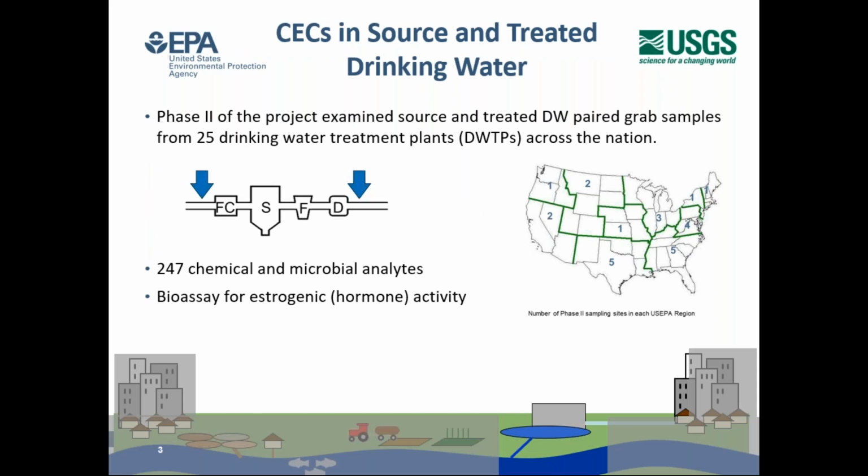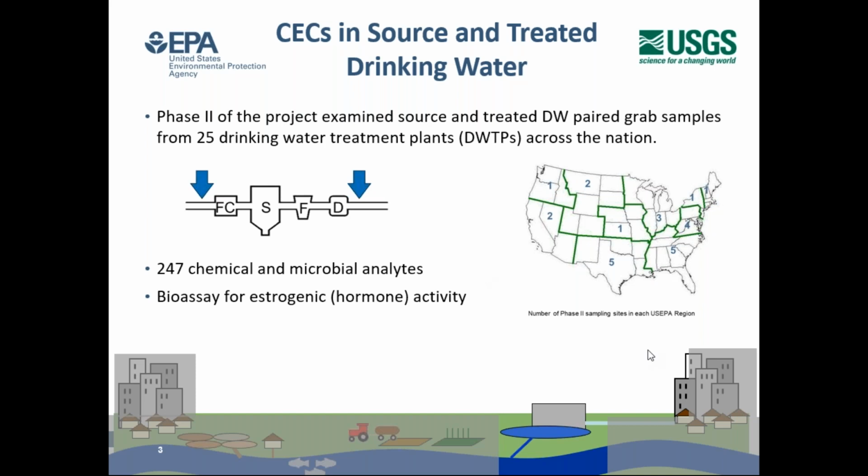So for the drinking water project, this was phase 2 of a 2-phase project where we sampled the source water and the treated drinking water from 25 different plants from across the US. The map here on the right shows the number of locations in each of the US EPA regions.